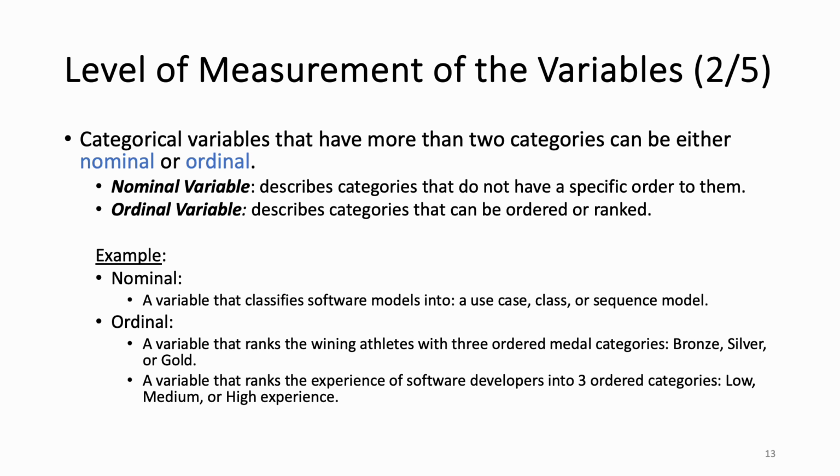Another example is a variable that ranks the experience of software developers into three different ordered categories. And here, let's say low, medium, or high experience. So in this case, we have an ordinal variable because the categories are actually ordered or ranked.